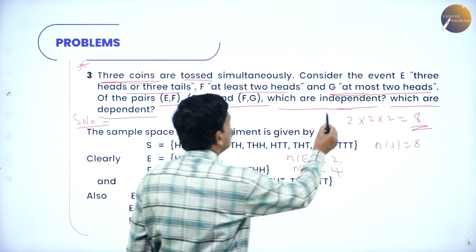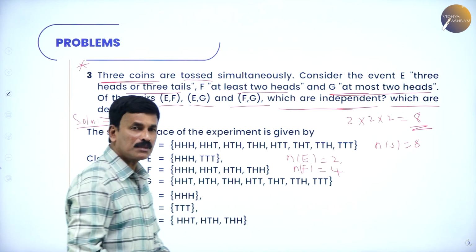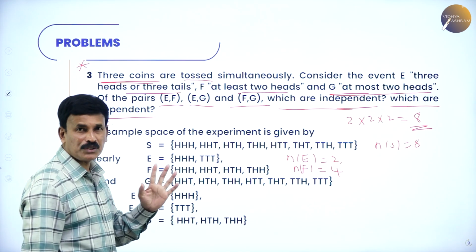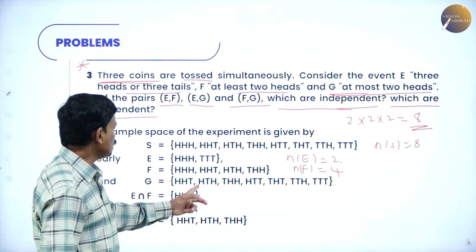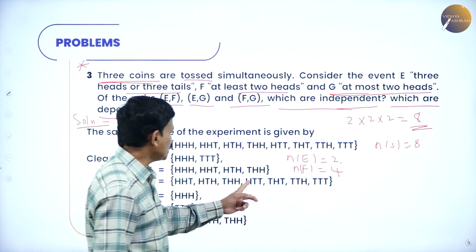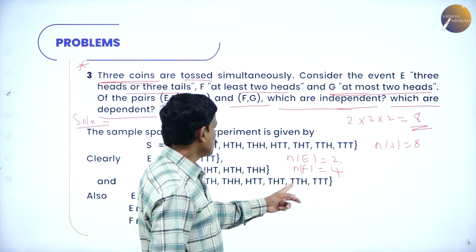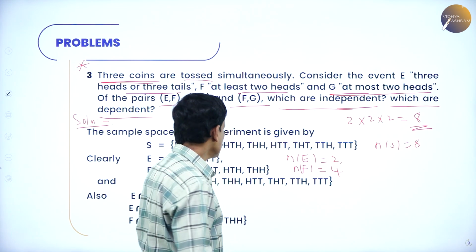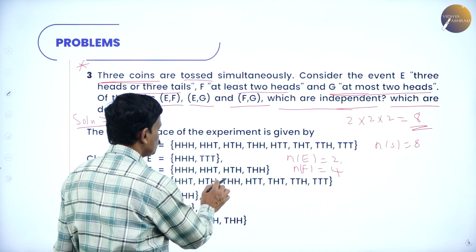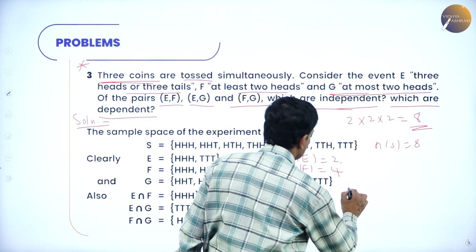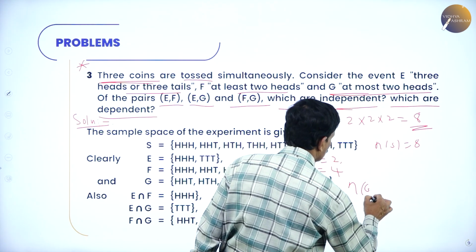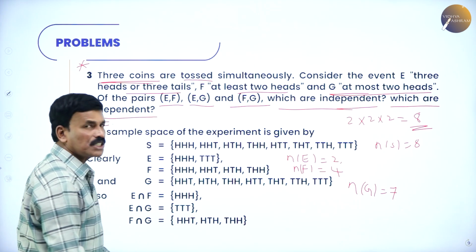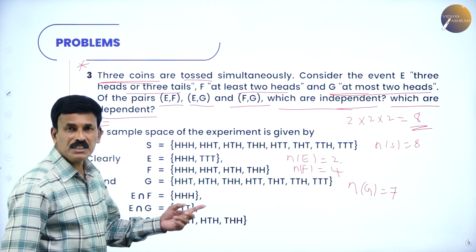What is the third? G, at most two heads. Maximum are 2 heads. So HHT, HTH, THH, HTT, THT, TTH and TTT. Here this contains 1, 2, 3, 4, 5, 6, 7. So N of G is equal to 7. Right. Now, E intersection F, E and F, the common events in E and F.